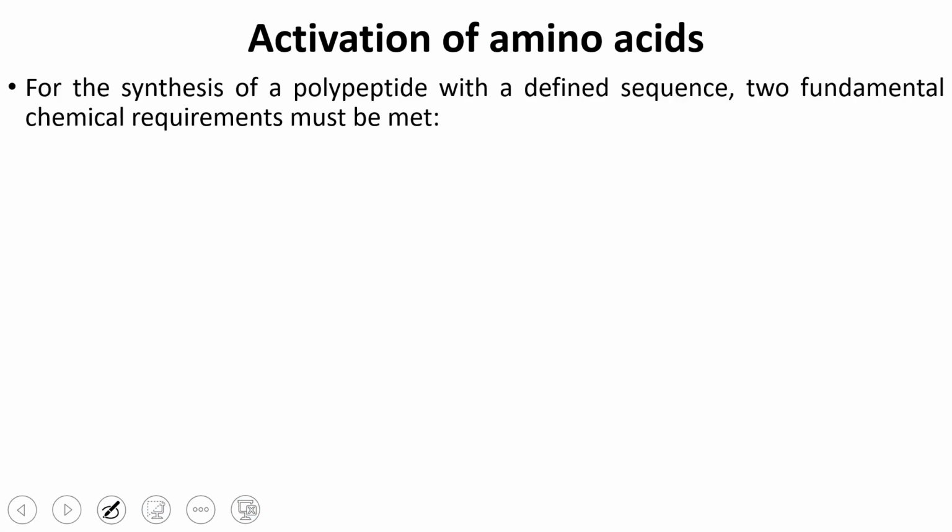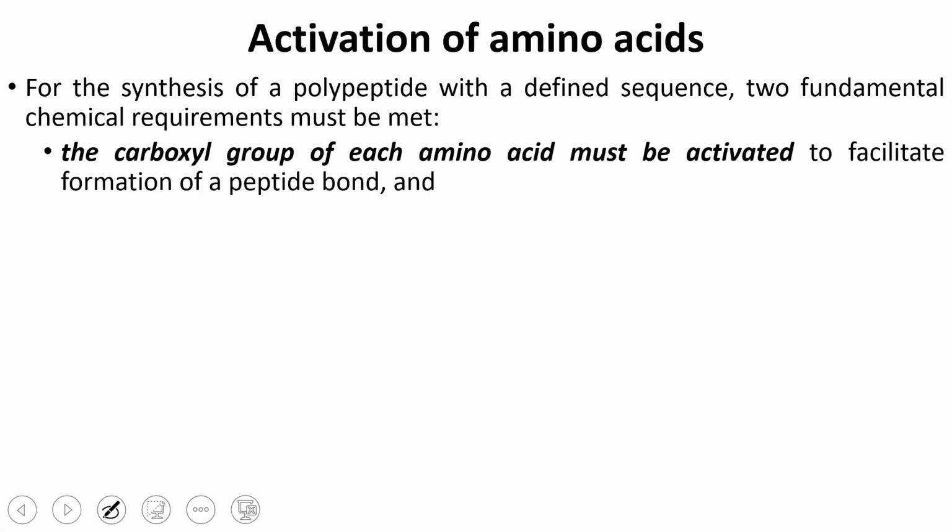For the synthesis of a polypeptide with a specific sequence, हम specific sequence का polypeptide बनाना है. वो हमें इंफॉर्मेशन कहाँ से आएगा? मैसेंजर आरएनए से. उसके लिए हमें मिथियोनिन, सबसे पहला अमीनो एसिड हमें मिथियोनिन चाहिए, या दूसरे अमीनो एसिड हमें इलोंगेशन स्टेप में चाहिए, जिसको हमें लोड करना है टीआरएनए पे. तो for the synthesis of polypeptide with defined sequence, two fundamental chemical requirements must be met.